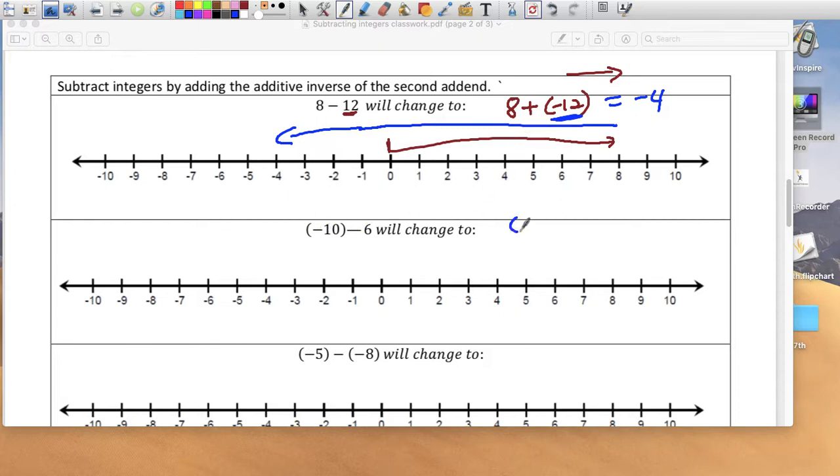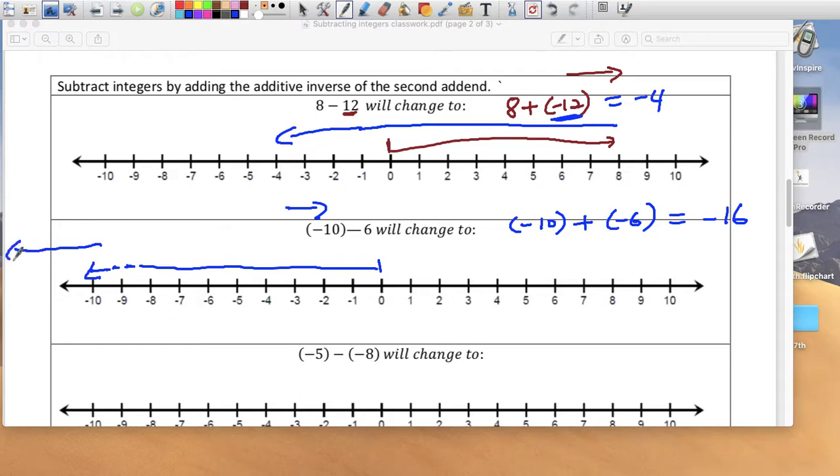-10 minus 6. Let's change. -10 se queda. Minus becomes plus. And 6 becomes -6. They're all friendlies right here. Negatives and negatives, so no problem here. So it becomes -16. We know the answer, so let's put it on the number line. So -10. Plus, right? Queremos ir a la derecha, but negative 6 is going to say, nah, I want to go the other way. So it's going to go over here. And that's going to be negative 16.